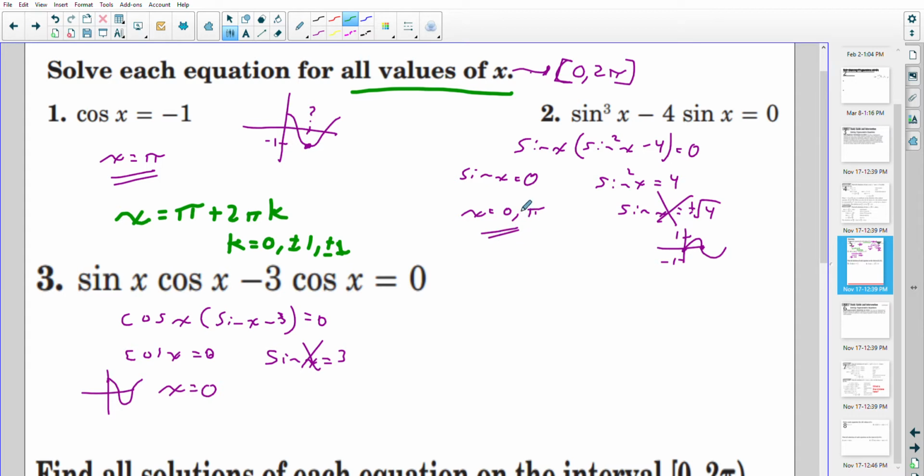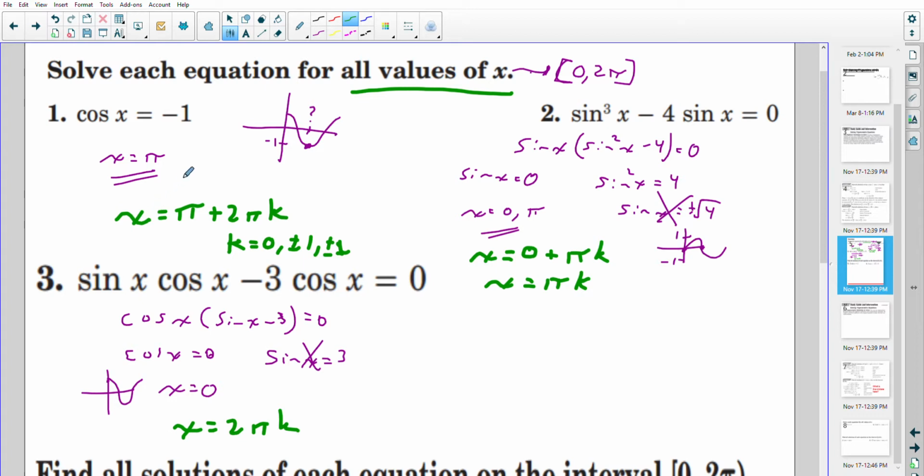Similarly, on this one, you would have 0, pi, and then it would continue every pi units here, where the sine x is equal to 0. So your answer that you can write here is going to be x equals 0 plus pi k, or in simpler fashion, just pi k. On this one, cosine is equal to 0, so your x is equal to 0. That's going to happen every 2 pi. So for the general solution, it's going to be 2 pi k.